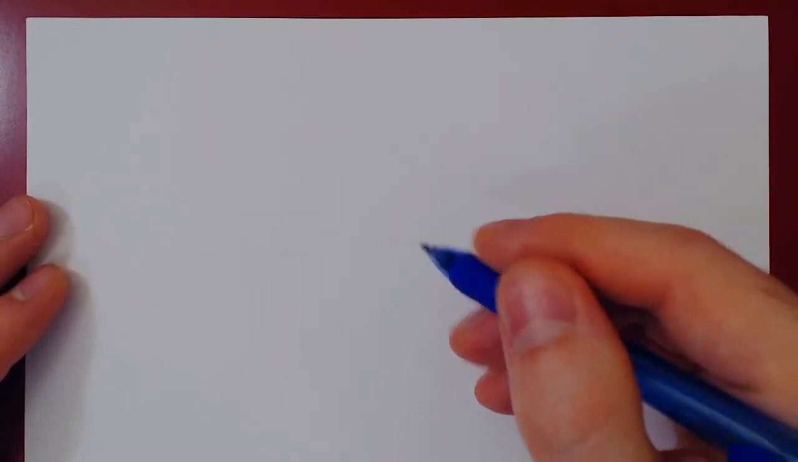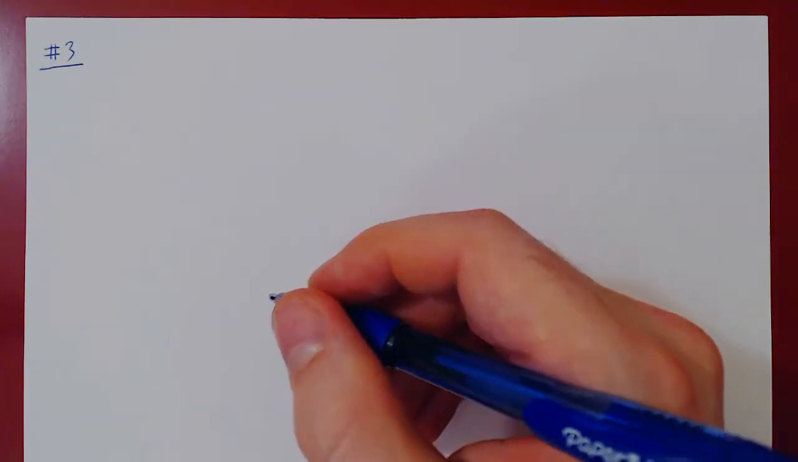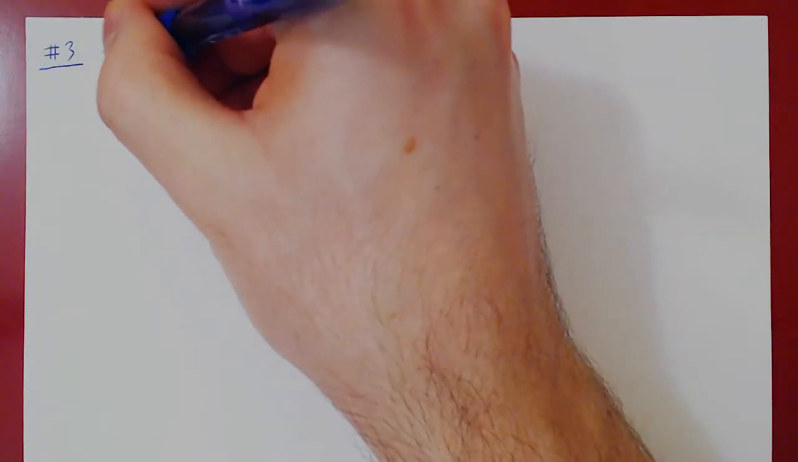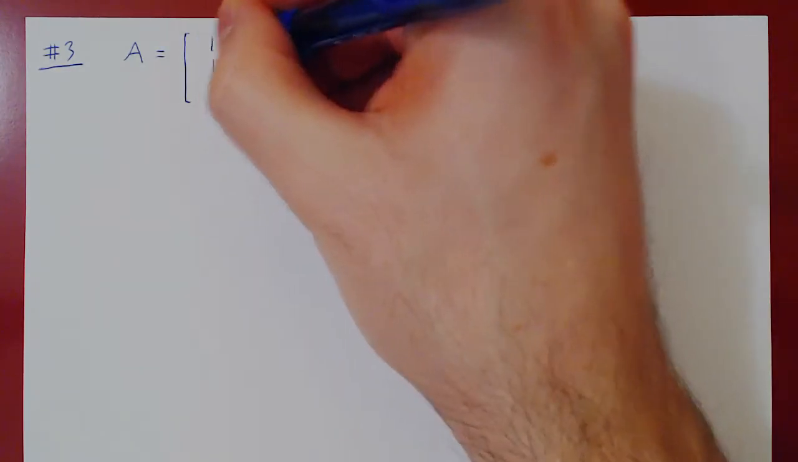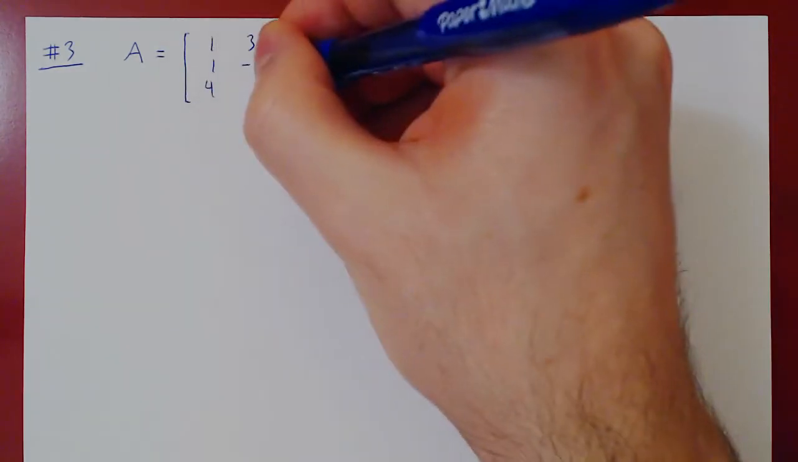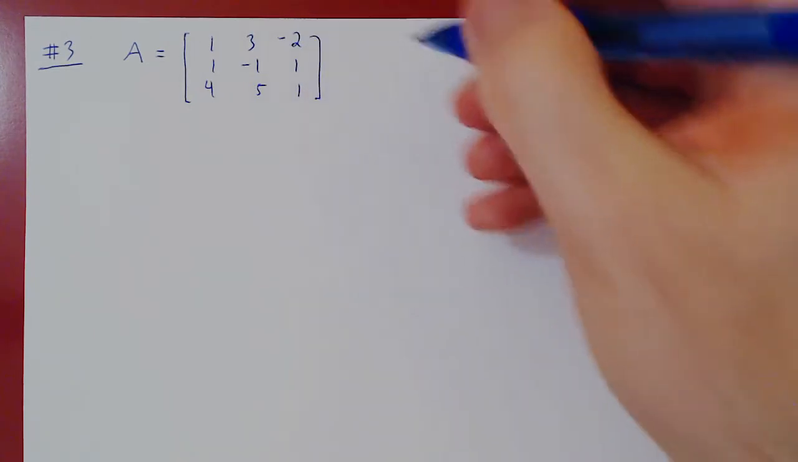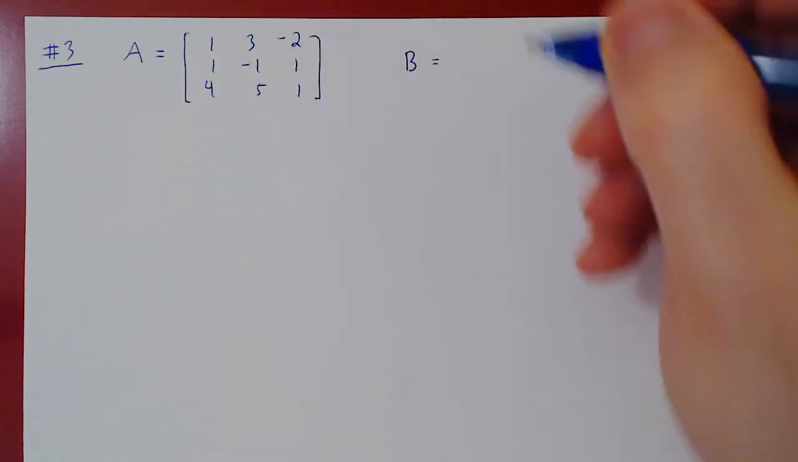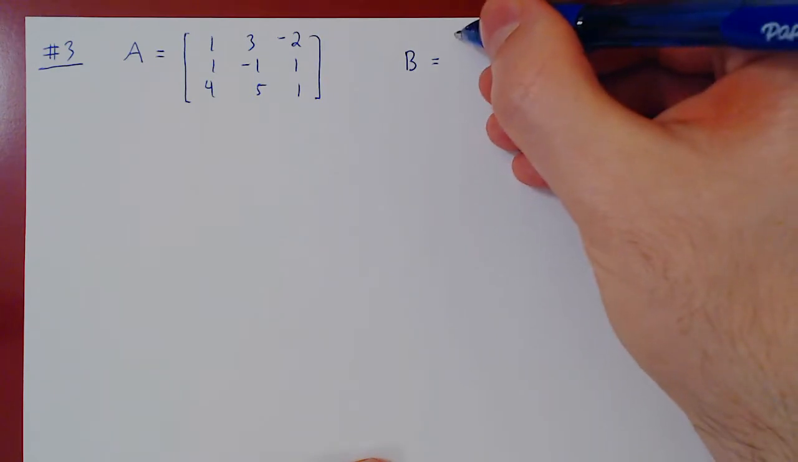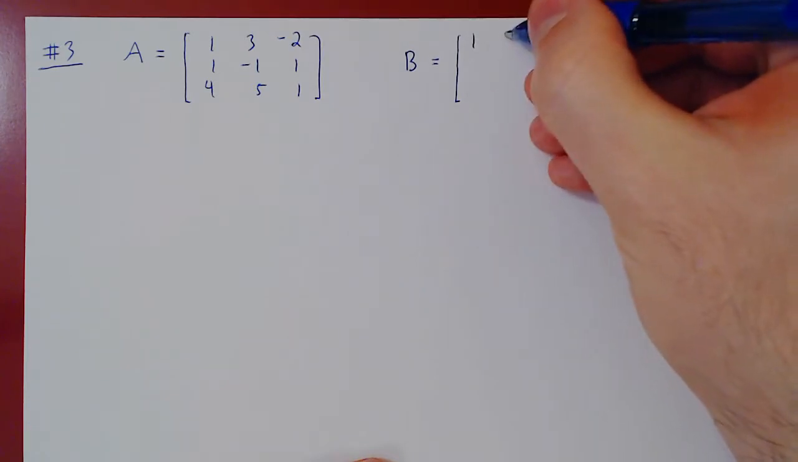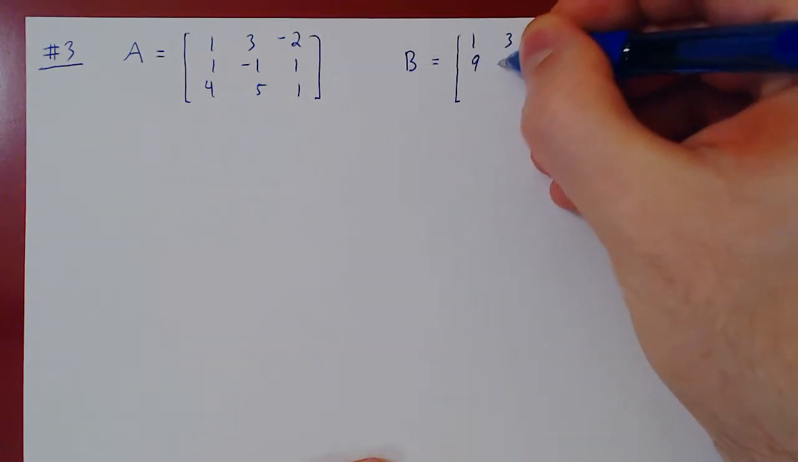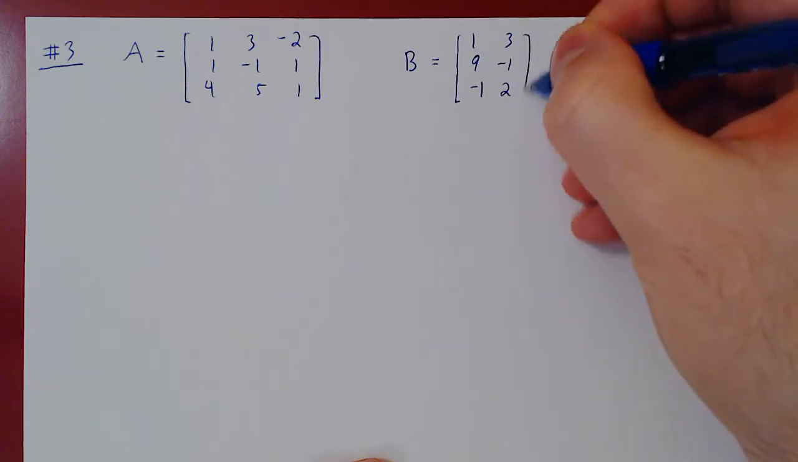This is our third example. Let's take, say, a 3 by 3 matrix for A: 1, 3, negative 2, 1, negative 1, 1, 4, 5, 1. Let's take B to be, say, a 3 by 2: 1, 3, 9, negative 1, negative 1, 2.